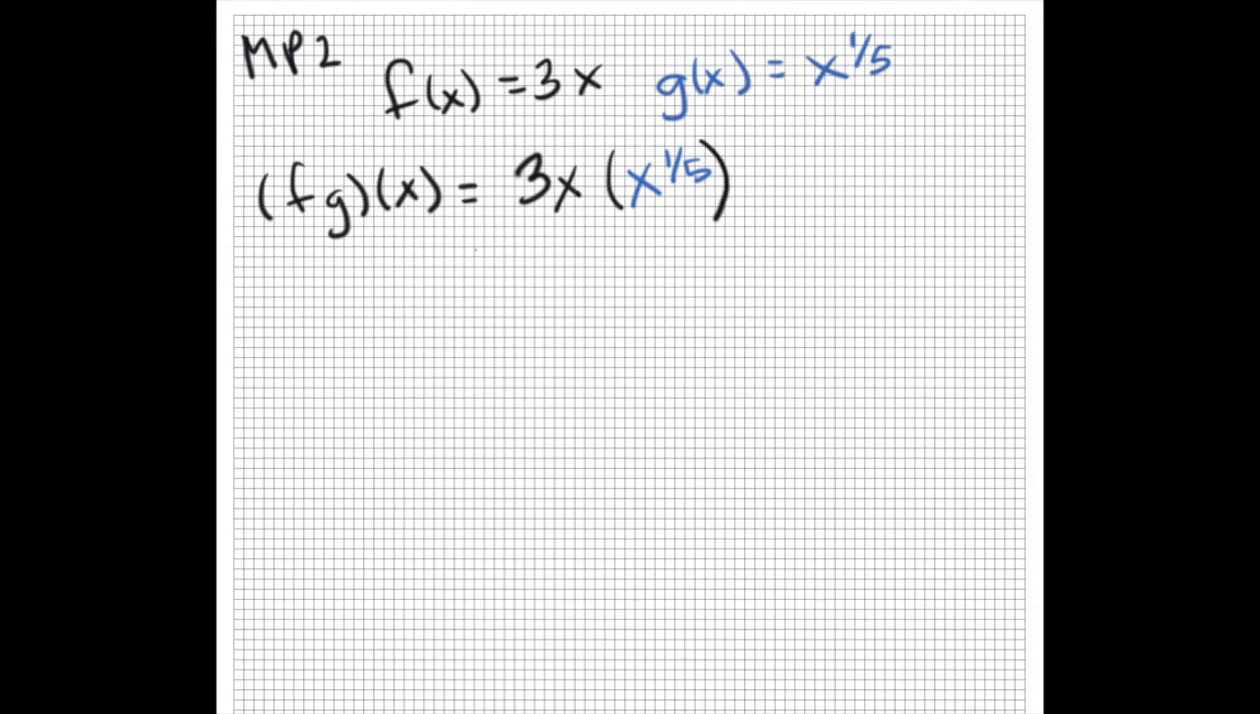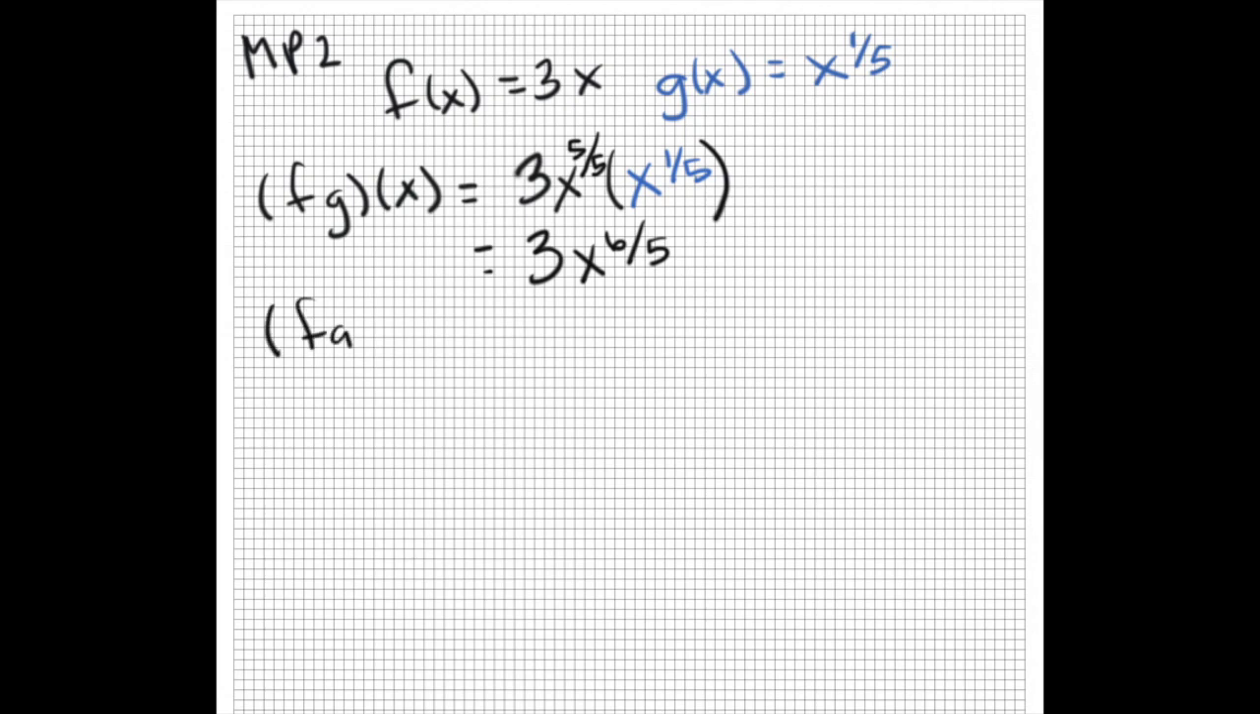Now, remember your rules for exponents. This is really x to the first, but another way to write it is x to the 5/5. And the rules are when you multiply, you add the exponents. So this is going to be 3x to the 6/5. Then they want you to evaluate it for 32.